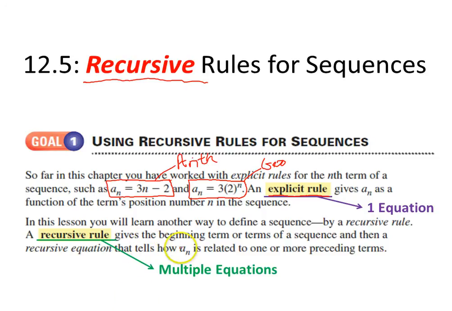Today we're going to talk about recursive, like I said, and recursive is when you have multiple equations. A recursive rule gives the beginning term or terms of the sequence and then a recursive equation that tells a sub n after that. So we're going to have to start out by defining the beginning term or terms, so one or sometimes more, and then that recursive a sub n comes after those beginning terms. Again, explicit is when you only have one rule for the entire sequence. Recursive, you're going to have more than one equation to define the sequence.